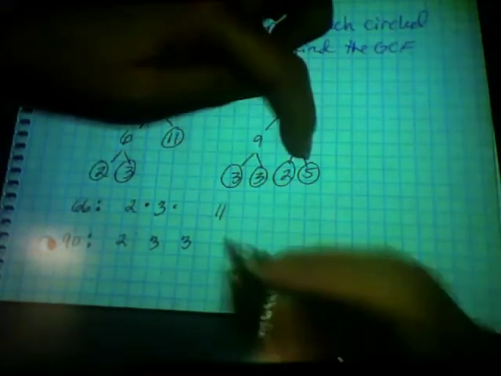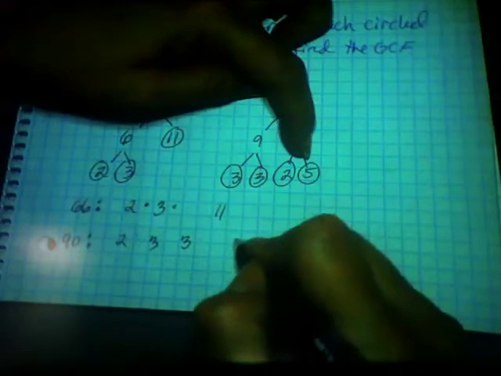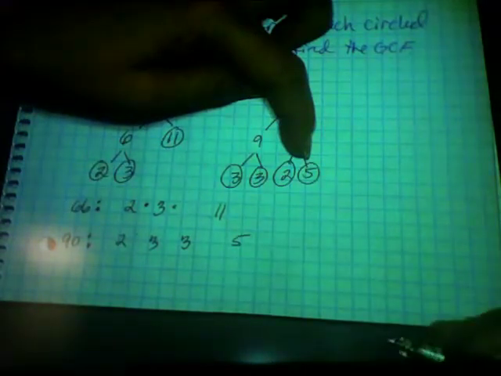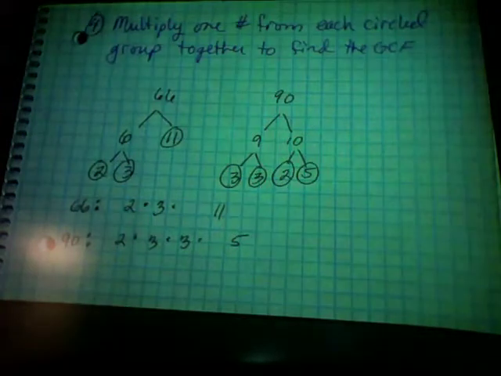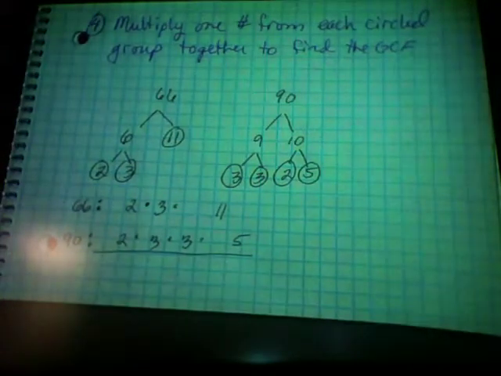And then we have a 5. Well, the 5 doesn't line up with 11, so I'm going to put it off over here to the side. So these all get multiplied together. Then I want you to draw a line underneath all that.